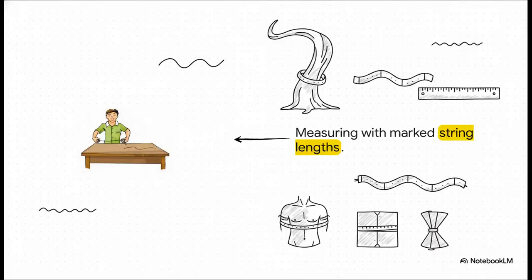Now, obviously, rigid, straight scales don't work for everything, right? I mean, try measuring the girth of a large tree or your chest size with a stiff plastic ruler. Yeah, impossible. We have to adapt to curved lines by using flexible measuring tapes, or even just simple pieces of string. You just run the string along the curved path, mark it, and then measure that stretched out string against a standard meter scale. You can even fold the string into halves, quarters, or eighths to get really precise fractional measurements.